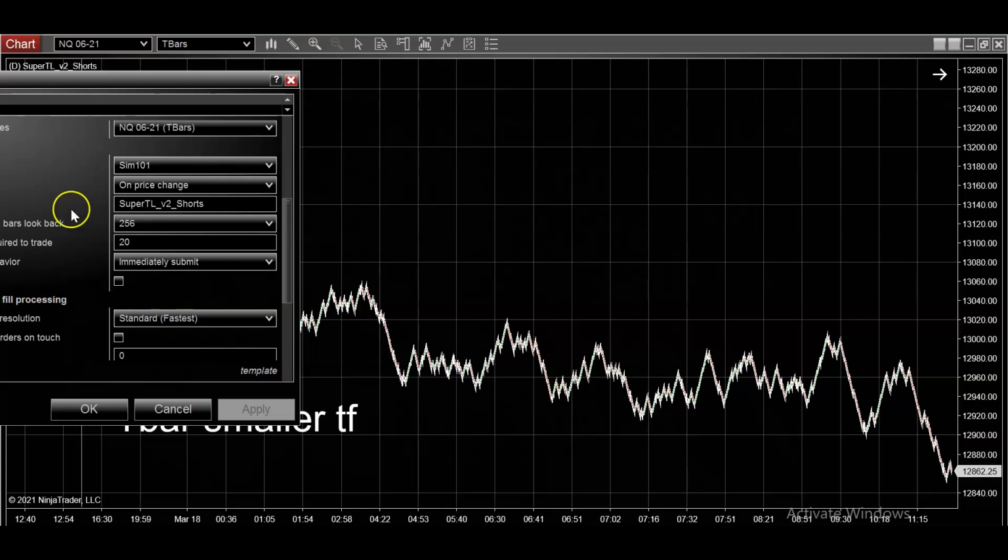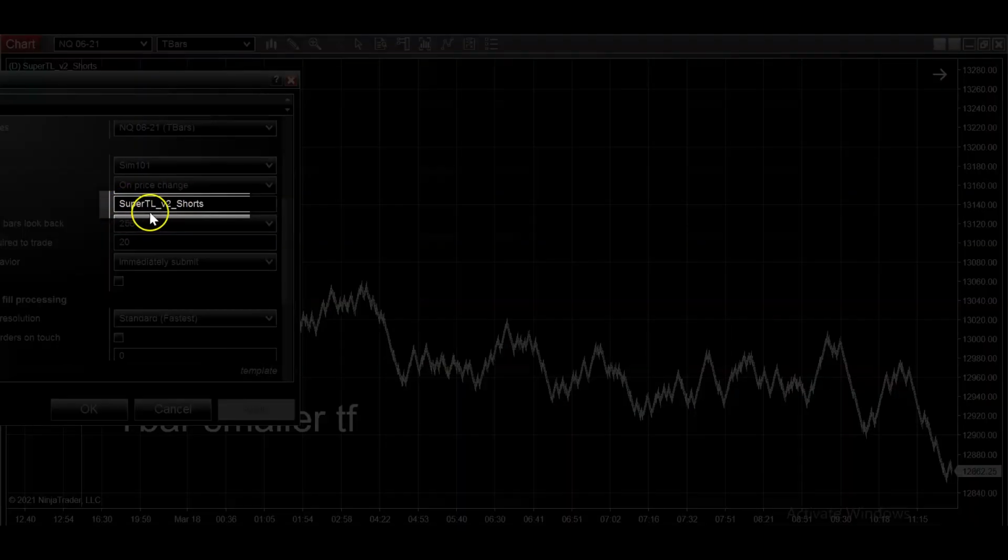So what I'm going to do here is pay attention to this build right here. Can you see this label here, Super Trendline Shorts? This is the name of the build. This is the name of the dual time frame, multi-time frame trendline approach. All right.